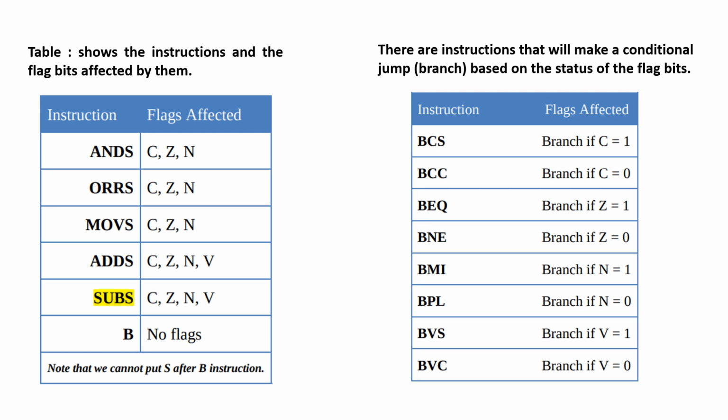Do not worry. On the right hand side, there are instructions that make jumps, or branches, based on the status of the flag bits. Because of this, we need to update the condition flags, because if we want to jump, certain conditions have to be met. To check those conditions, we have the condition flags and these branch instructions. BCS branch if there is a carry, BCC branch if carry cleared, and so on. We'll see this again. Don't worry.